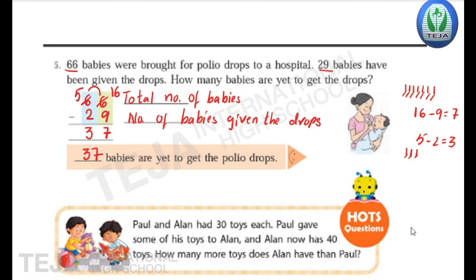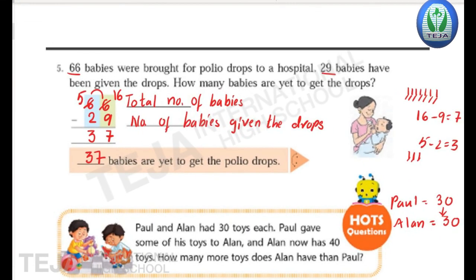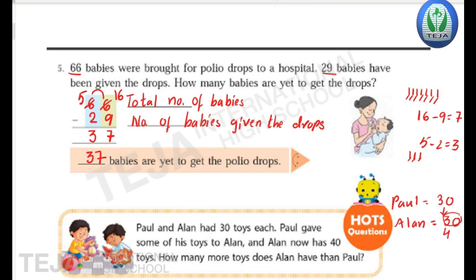Next, the last question, children. Here, Paul and Alan have 30 toys each. Paul gave some of his toys to Alan and Alan now has 40 toys. Now you have to find how many more toys Alan has than Paul. So here, first Paul has 30 toys, as well as Alan is also having 30 toys. Both of them are having an equal number of toys, 30 and 30. Then what happened? Paul gave some toys to Alan. Now 40 toys are there with Alan.